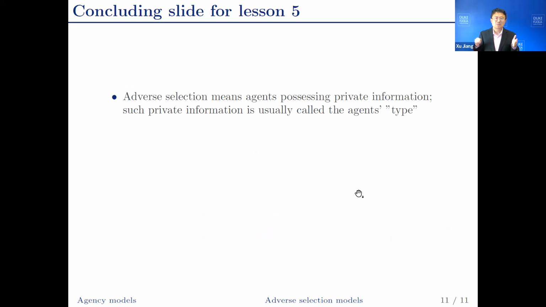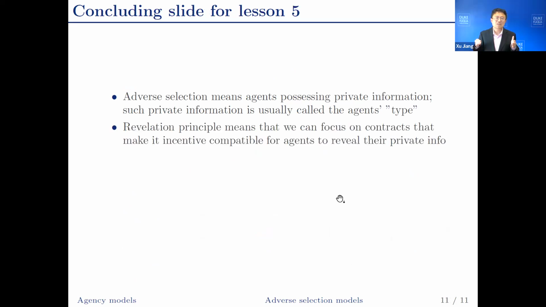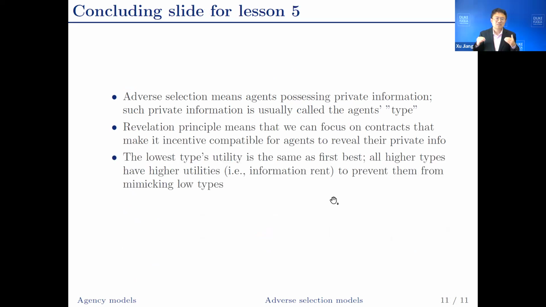To conclude, adverse selection means that there is a friction when some party possesses private unobservable information. Such private information is usually called the agent's type. The revelation principle means that we can focus on contracting solutions that make it incentive compatible for the agents to reveal their private information truthfully. And the general result is that the lowest type's utility is the same as the reservation utility. All higher types have higher utilities, meaning they earn information rent to prevent them from mimicking low types.